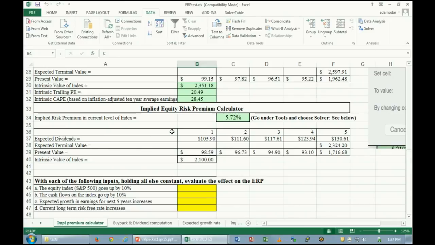What if I increase the growth in those cash flows? What's going to happen to my equity risk premium? Same rates. You pay the same price. I give you higher growth. You're getting higher cash flows. Your internal rate of return goes up. Your equity risk premium is going to go up.